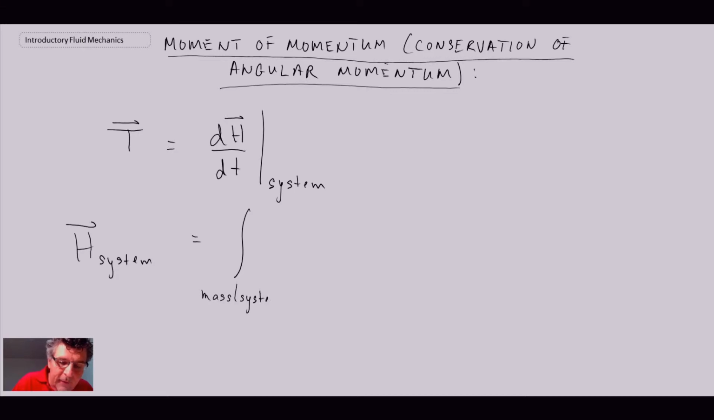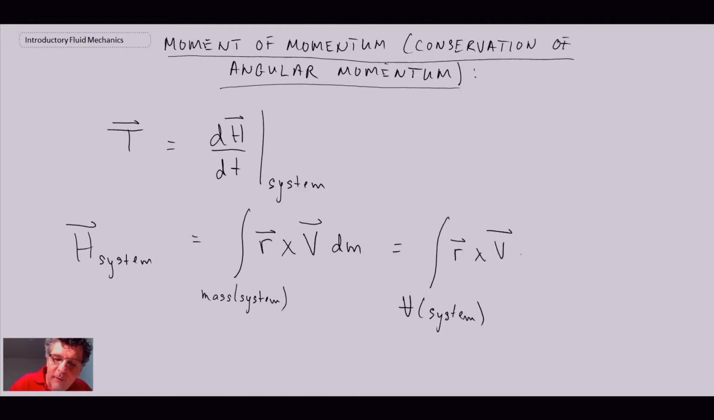And again, just like before, we can integrate that over the mass of the system, and here we would have r cross v dm, or we can do that across the volume of the system. And again, that would be r cross v, and dm would be replaced by rho dV. So that is the third basic law that we can have. And the last one is the first law of thermodynamics, or conservation of energy.